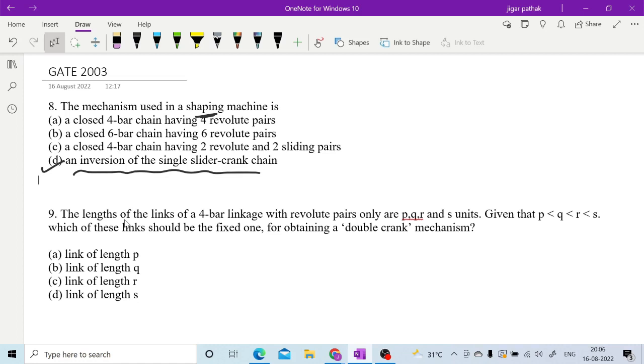Okay. So here, see why many of you have written this: a closed 4-bar chain having 2 revolute or 2 sliding pairs. Maybe because you have considered it as the Whitworth quick return mechanism or something like that. Here it is not that clear. They are talking about the Whitworth quick return mechanism, but in the last option, they are saying that it is an inversion of the single slider crank chain mechanism. That is why we are going with that option, which is more clear. Now it's clear, sir.